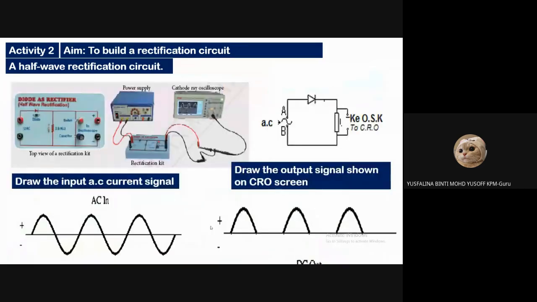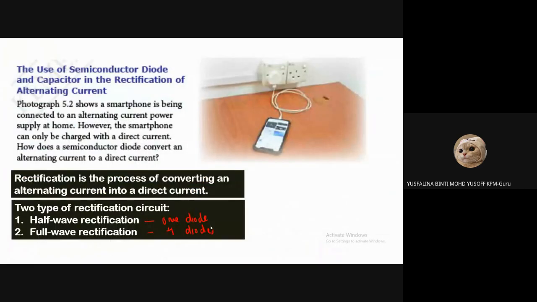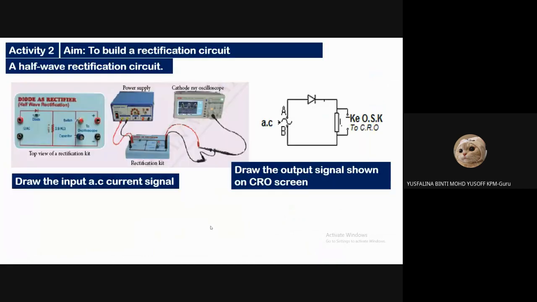No, only one and four. Okay, all right. So one diode. Now we see for the first one, to build a rectification circuit, a half-wave rectification circuit. So this is actually the diagram for the half-wave rectification kit. They have the diode here. Of course, they need to have the resistor to control the amount of current that can flow.